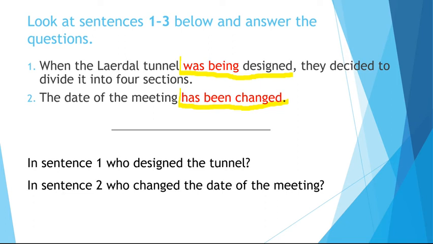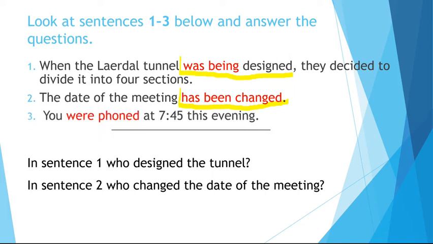Again, who changed the date of the meeting? I don't know. It's not clear. They didn't say who changed the date of the meeting. So we use the passive voice when it is not known. It's unknown who changed the date of the meeting.